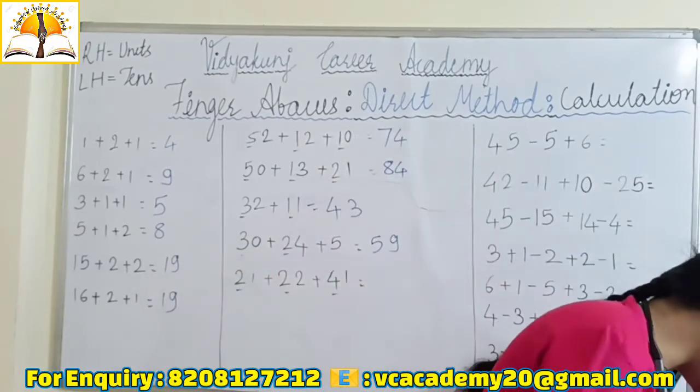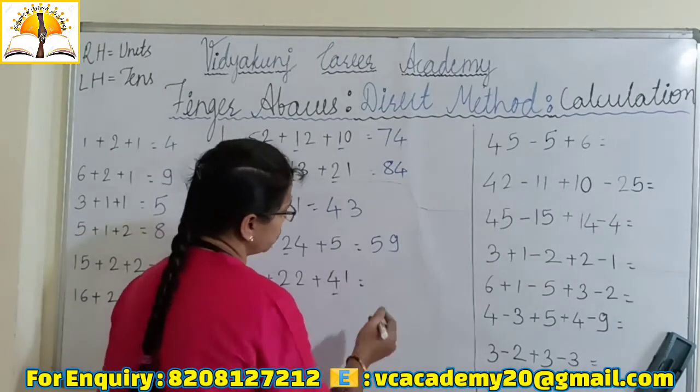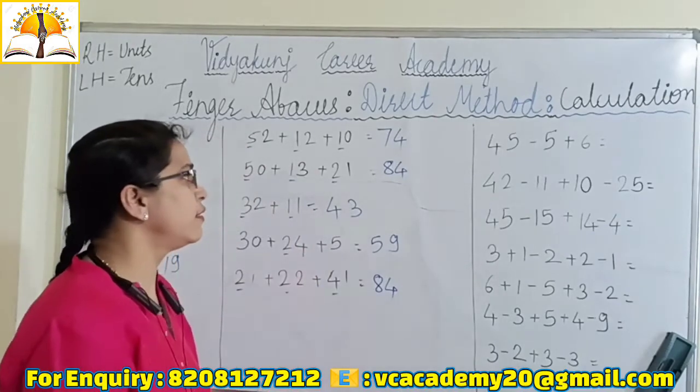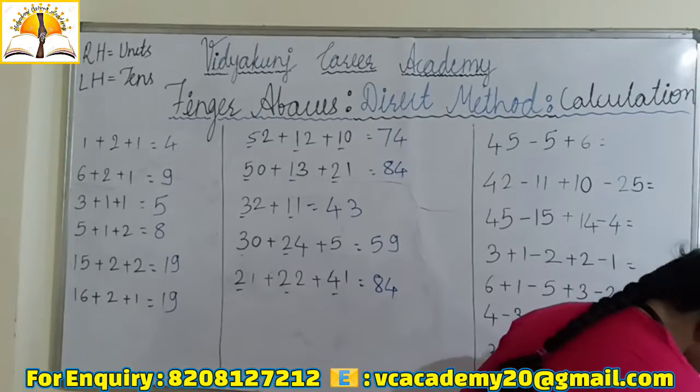84. Our answer is 84. I will explain it to you later according to the concepts: the 9th concept, 8th concept, 7th concept, 5th concept.